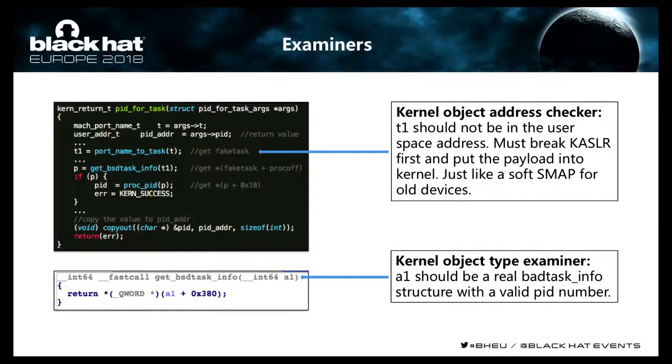The second checker is the object type examiner. For example, in this case, in the get BSD task info function, the first argument should be a real BSD task info structure with a valid PID number. If the examiner finds the PID is invalid, it will cause a warning or panic according to the user's configuration.